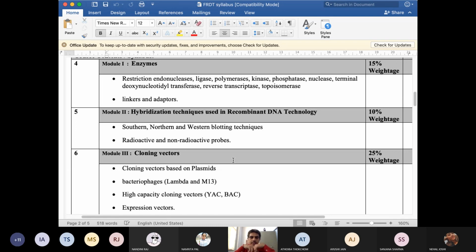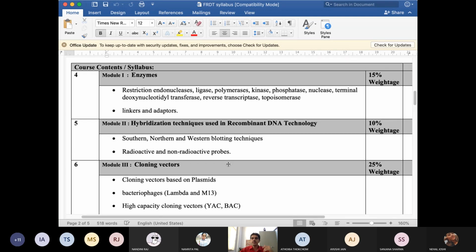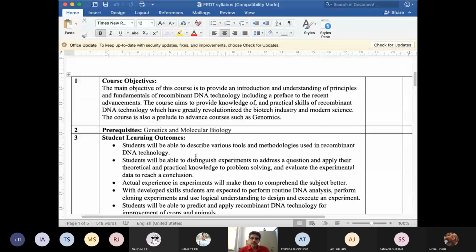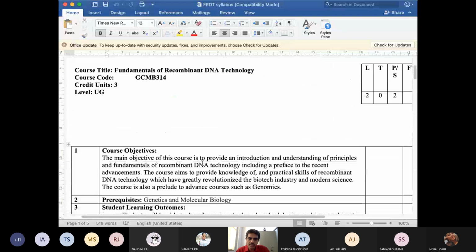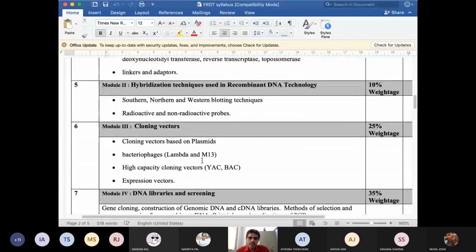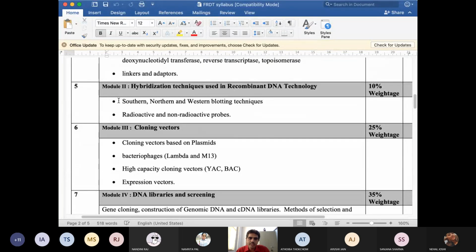The term that we are using for detection is called probe or probing. So this second module is going to talk about the tools that we are going to utilize for detecting whether your recombination has happened or not. So whether your gene of interest is there or not, which is the main aim of recombinant DNA technology, whether the recombination is there or not. For that, we will talk about the techniques that we are going to utilize.